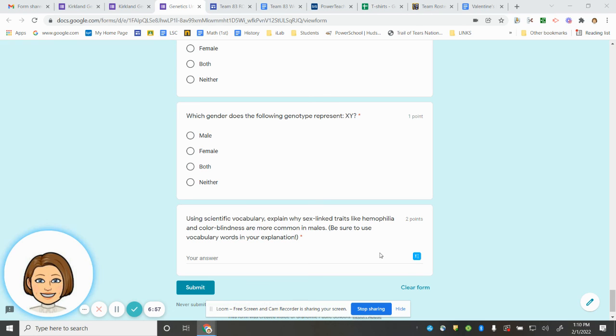And finally, the last question. Using scientific vocabulary, in other words, just use vocab, explain why sex-linked traits like hemophilia and colorblindness are more common in males. Be sure to use vocabulary words in your explanation.